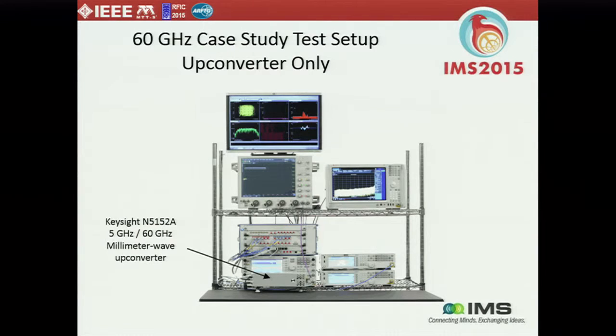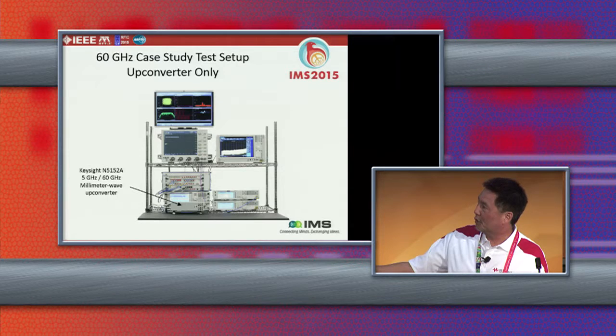Now for the millimeter wave case study, what we're going to do is bump down the carrier frequency on this SIGGEN down to an IF frequency, and run it into a millimeter wave upconverter. This upconverter is going to upconvert a 5 gigahertz IF frequency up to 60 gigahertz using an LO produced by this SIGGEN for the upconversion process.